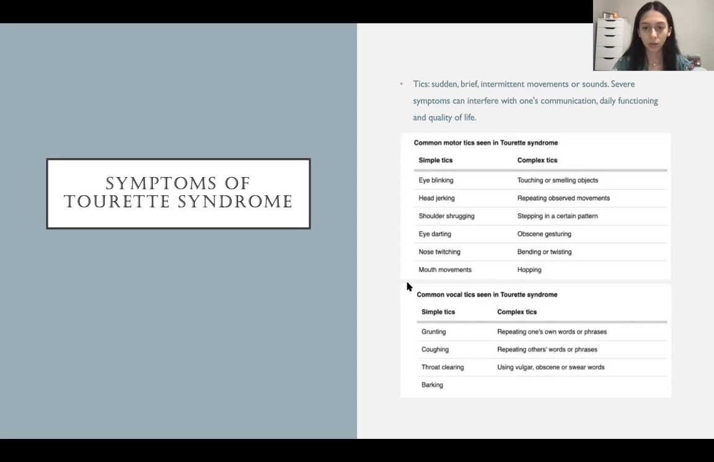So next we are going to vocal tics in the TS disorder. The symptoms are grunting, coughing, throat clearing, and barking. I guess it's a basic understanding of what those symptoms are.